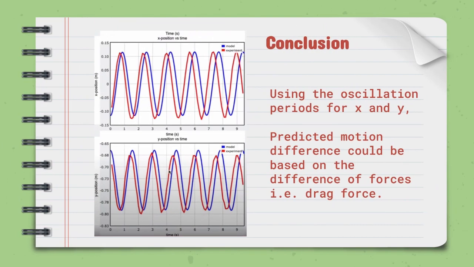So to follow up, the what if question asks to use the periods of oscillation for the x component and the y component of motion. And to my surprise, this did produce a relatively significant difference. It's kind of offset. And the difference, I believe, could be based on there not being constant or the same forces in both the x direction and the y direction. Again, drag force could be the cause of this. Predicted motion difference could be based on the difference of forces between the x and y component.